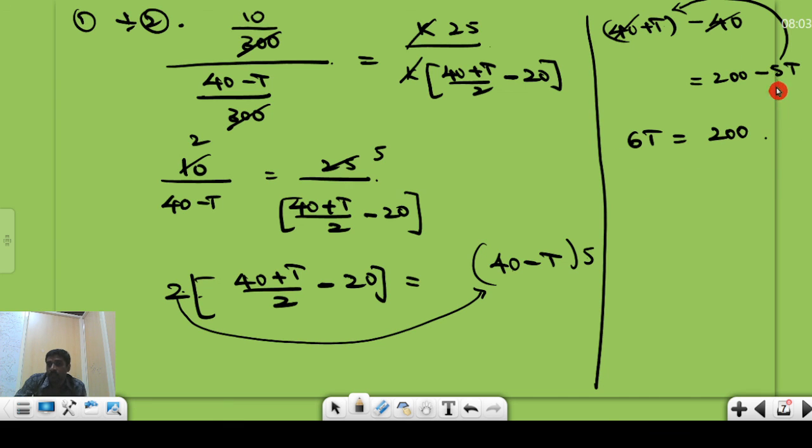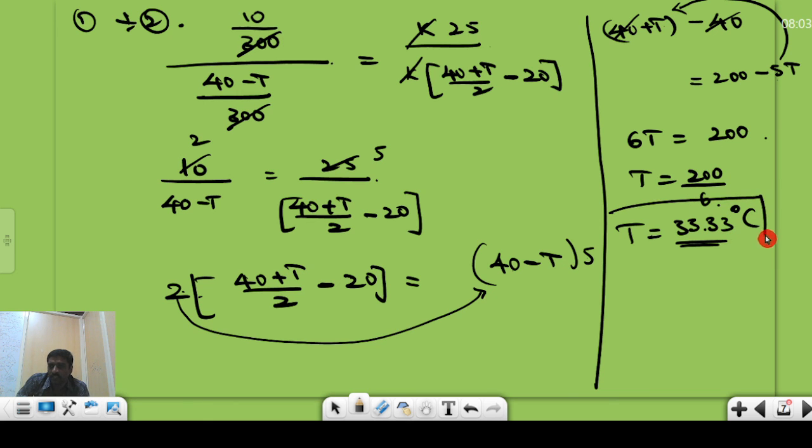So we are having 60 is equal to 200, then t is equal to 200 divided by 6. So 6 threes are 18, 2 will remain, 6 threes are again 18, 2 will remain, 6 threes are 18, again 3, 33.33 we are getting. So the temperature we are doing in Celsius means that 33.33 is the correct answer.